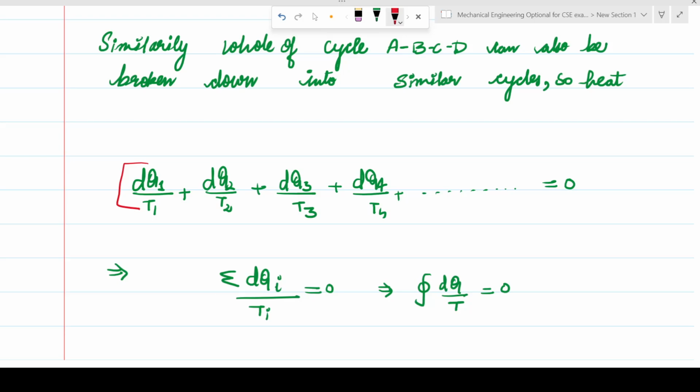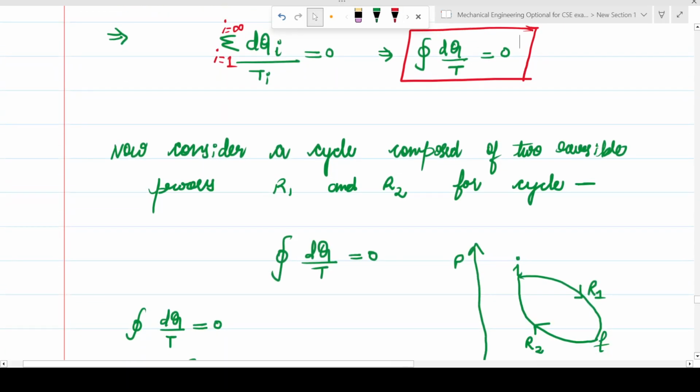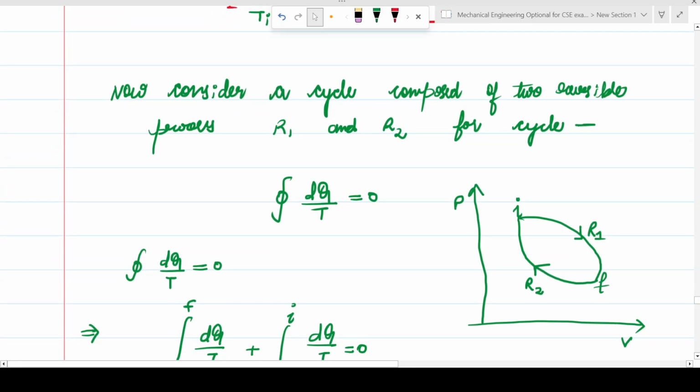And if we apply this summation formula, that is i equals 1 to i equals infinity, dQi by Ti is equal to 0. This implies that the closed integral of dQ by T is equal to 0. And now if we consider a reversible cycle that is composed of two processes, that is the process from I to F, referred to as R1, and process F to I, referred to as R2. And we know that the closed integral of dQ by T is equal to 0 in a cycle, that we have just proved in this expression.